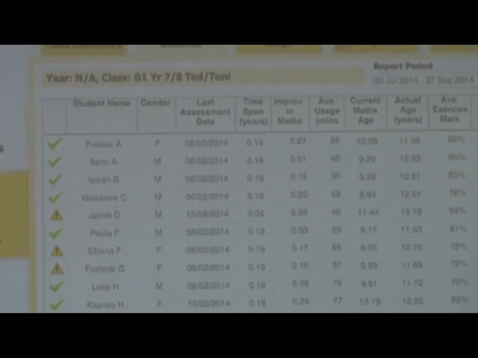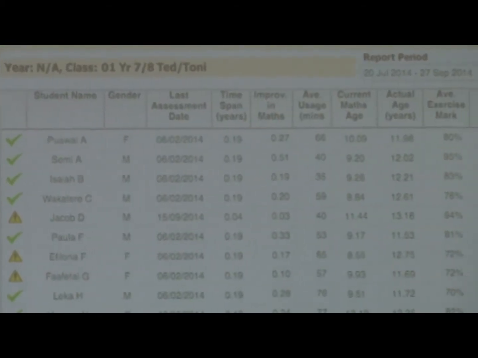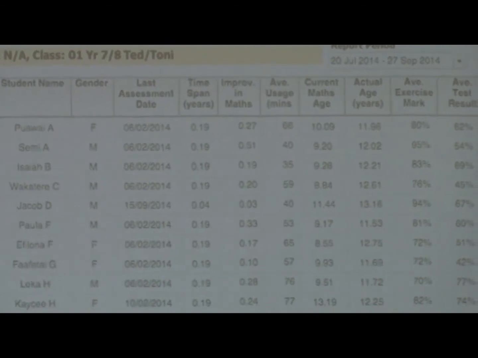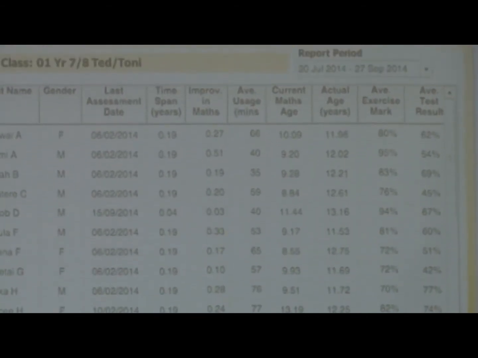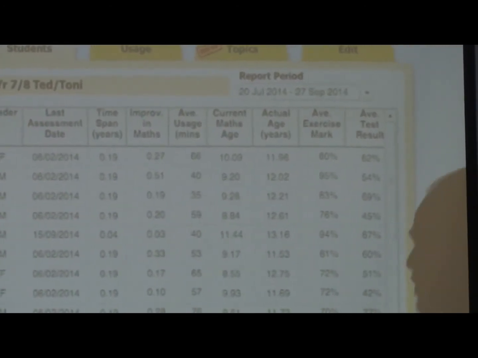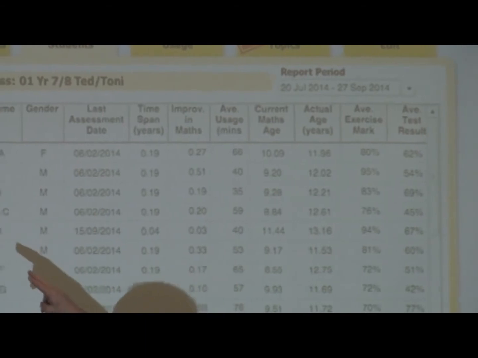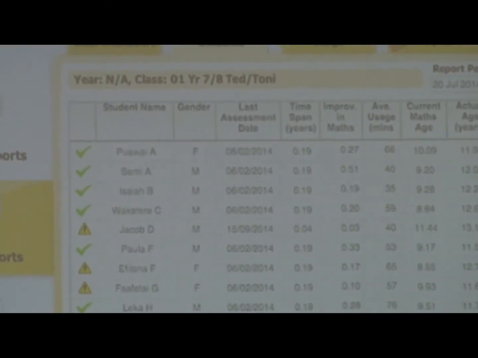So when we look at this, this is actually the only column that we're interested in. I don't care who is at the highest math age. I don't care who is at the lowest math age. We are interested only in what are we doing to improve where we are in mathematics. So I'll explain some of these ticks.